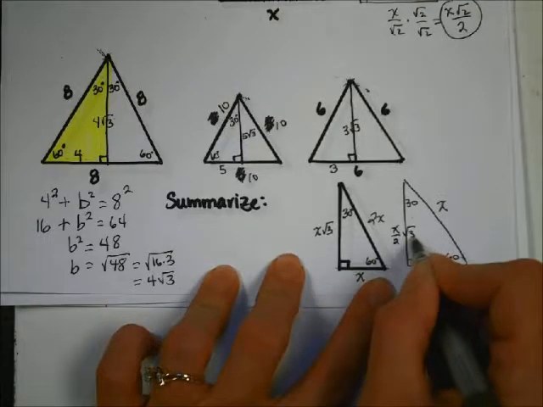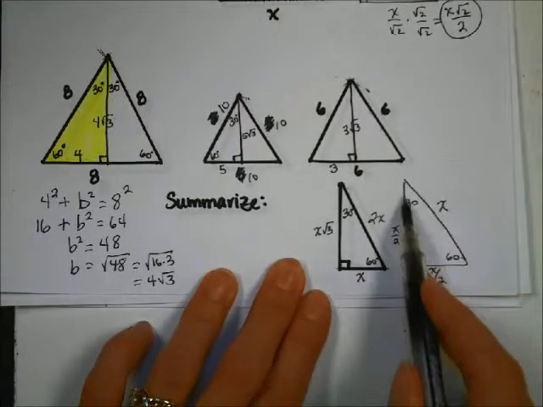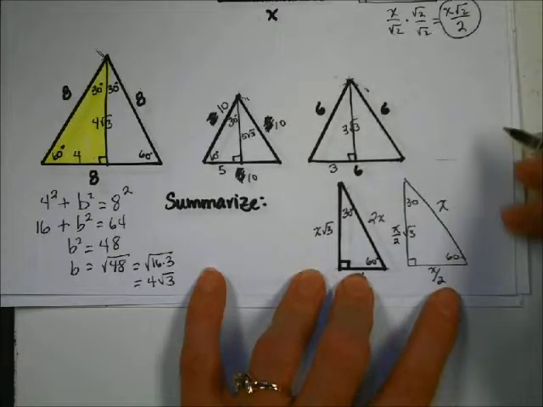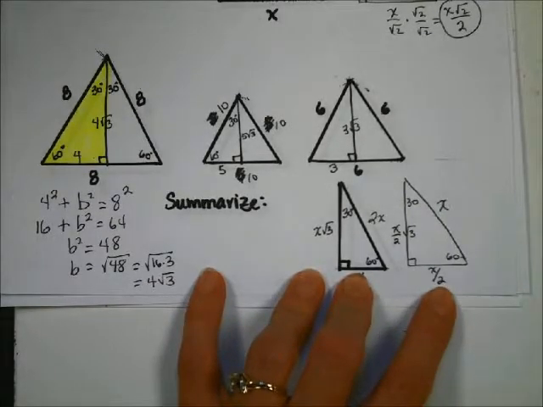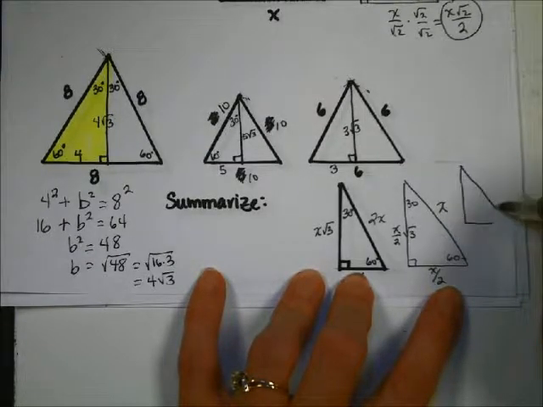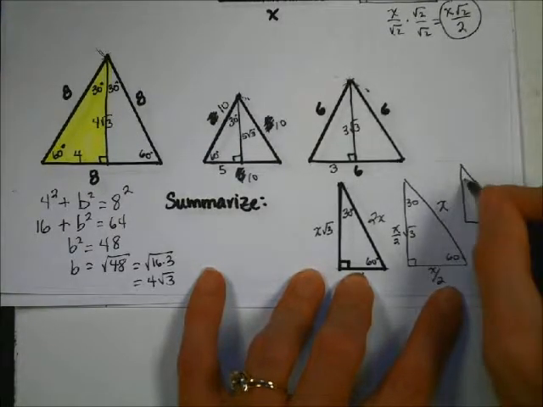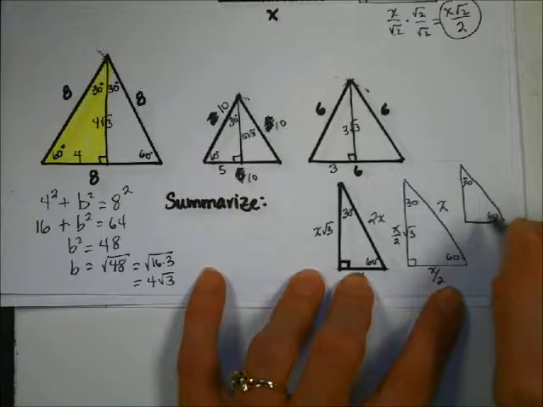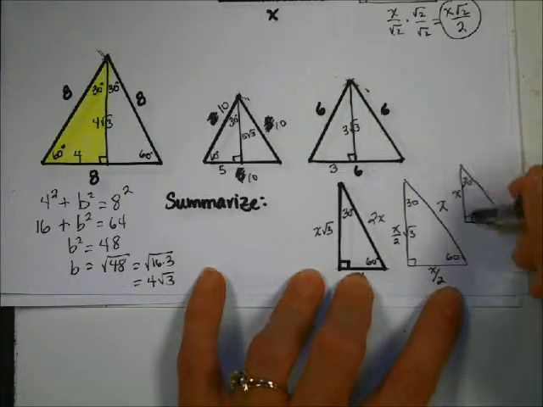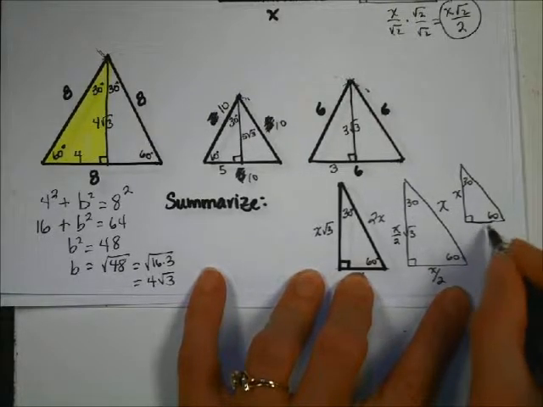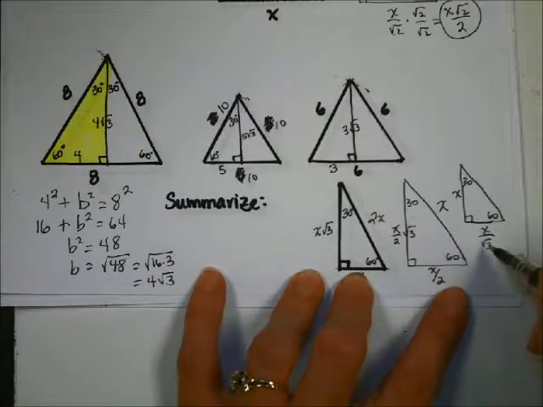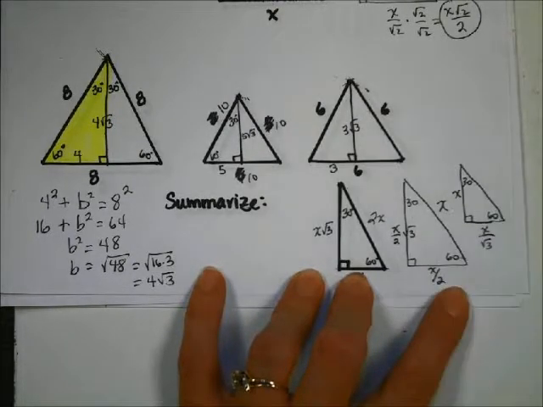And then, of course, the last case scenario, which in my opinion is probably the trickiest, just because you've got a little bit more to do. Here's the 30, here's the 60. If I give you the long leg, then to find this leg, you're going to have to divide by the square root of 3. And then you're going to have to double that. So, we're definitely going to have to rationalize this denominator.